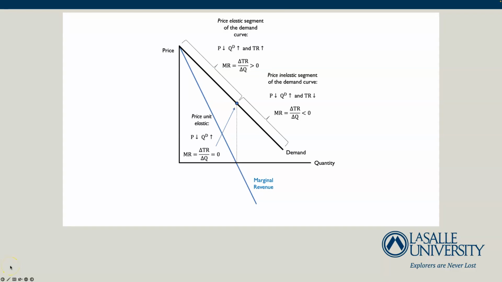So that's why we have the price elastic segment on the upper level of the demand curve, the price inelastic segment at the lower level of the demand curve, and the price unit elastic point virtually in the middle. Now, as we'll see, a monopoly firm in the pharmaceutical industry will only be charging a price in the price elastic segment of the demand curve, because if they were lowering it to the point where they're in the price inelastic segment of the demand curve, they would be lowering their total revenue.